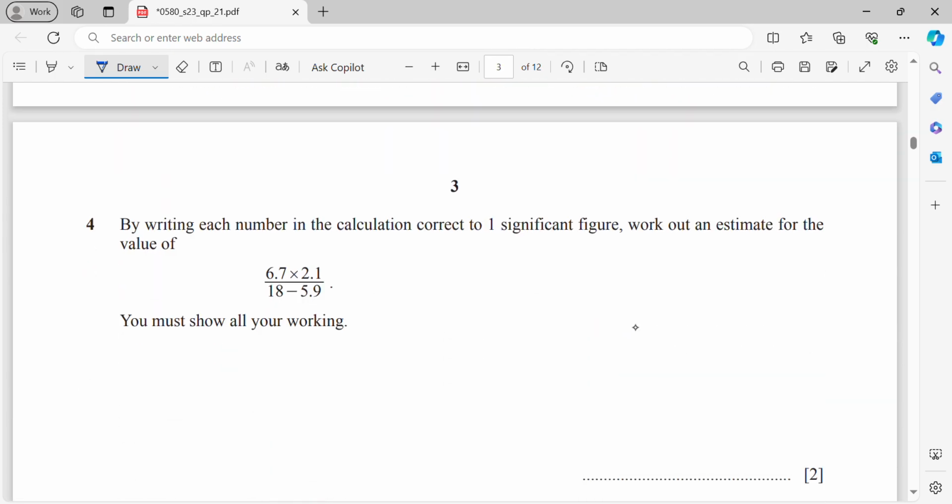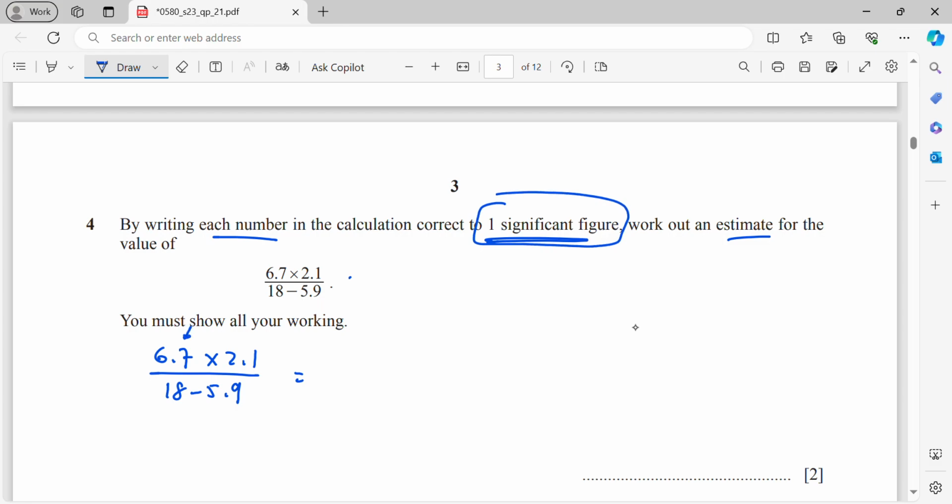Now for question number 4, by writing each number in the calculation correct to one significant figure, work out an estimate for the value of this. So 6.7 times 2.1 over 18 minus 5.9. All these are two significant figures. So to get one significant figure, for the first value, look at the 7. Since this is more than 5, when I round up to one significant figure, that is 7. Times the 2.1, look at the 1. This is less than 5, therefore it becomes 2.